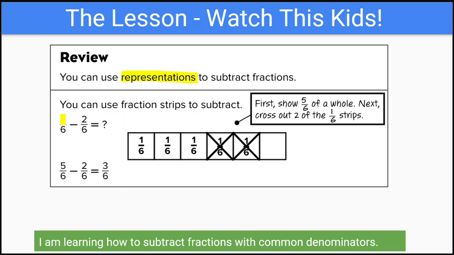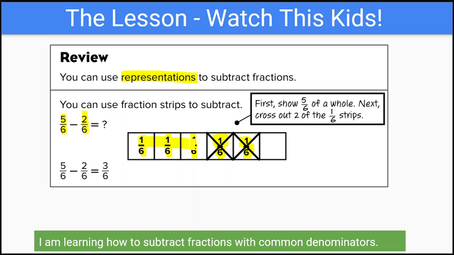It says this, you're starting off with 5/6. Well, here they are right here, 1/6, 2/6, 3/6, 4/6, 5/6. But then it says first show 5/6 of a whole. Next, cross out 2 of the 1/6 strips because we are subtracting 2/6. So they subtracted this one and they subtracted this one.